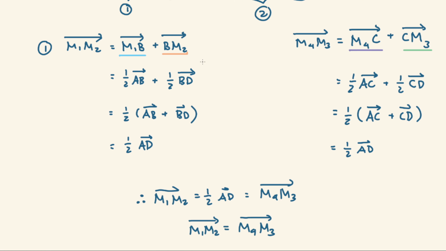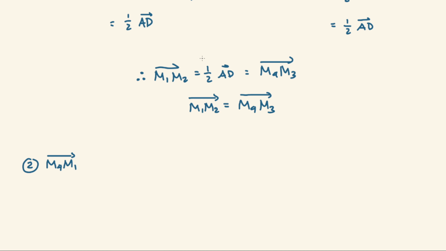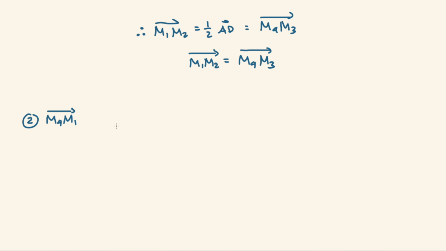So we're going to scroll right back down over here, and we're going to say M4M1 is equal to, like we said before, M4A plus AM1. Now, unfortunately, like I said before, in purple, we don't actually have M4A. What we do have, though, is AM4.